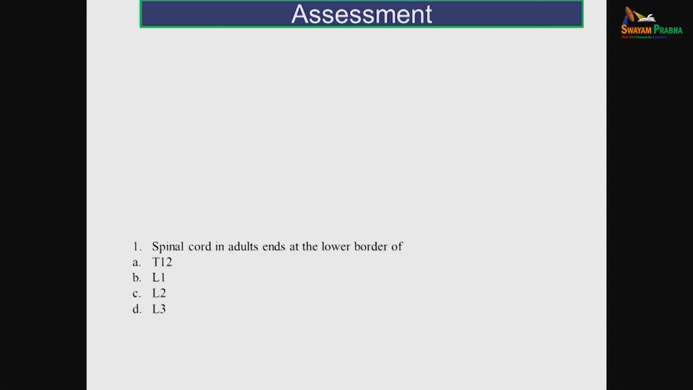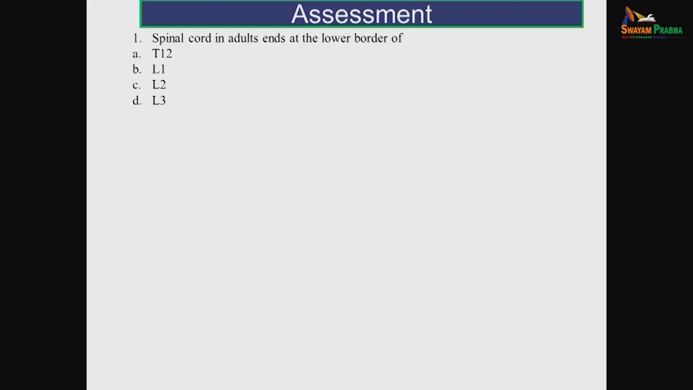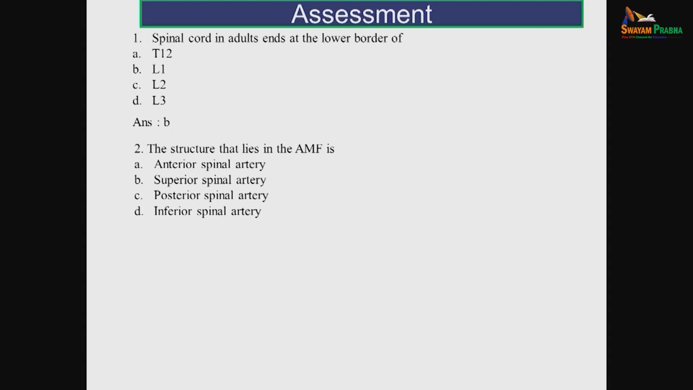First question is, where does the spinal cord end in adults? The spinal cord in adults ends at the lower border of which vertebra? The answer is the lower border of L1. Second question is, the structure that lies in the anterior median fissure. The anterior median fissure is 3 mm, and which spinal artery is present in this fissure? The answer is the anterior spinal artery.